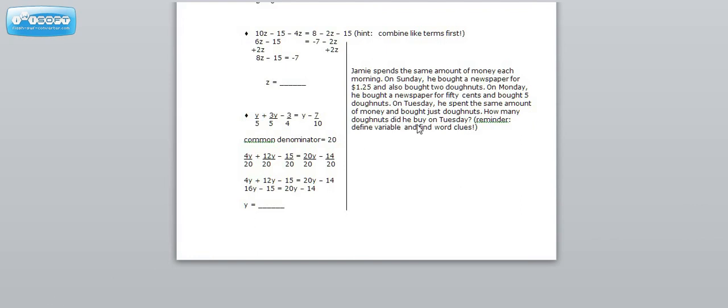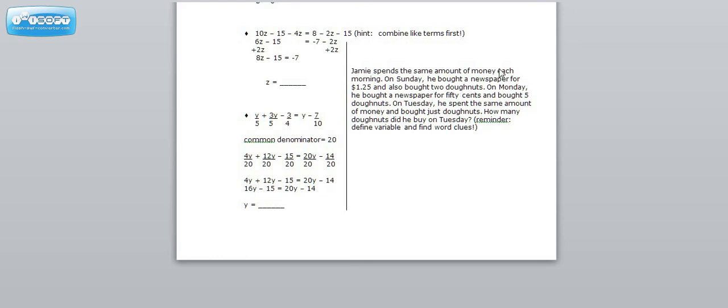So, let's figure out, the question is, how many donuts did he buy on Tuesday? That's the question. So, a good variable to use for this would be D. D for donuts. So now let's go figure out what parts we do know. We know we're looking for donuts on Tuesday. So let's figure out the parts we don't know. Jamie spends the same amount of money each morning. So on Sunday, he's going to spend the same amount that he did on Monday. He's going to spend the same amount that he did on Tuesday.